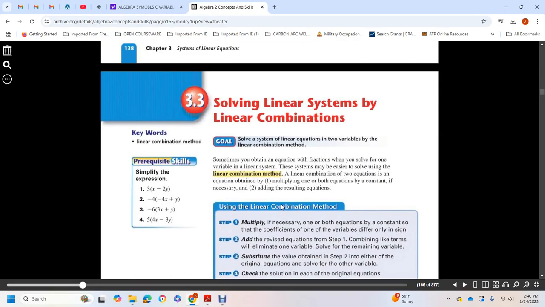3.3, Solving linear systems by linear combination. Goal: solve systems of linear equations in two variables by the linear combination method. Sometimes you obtain equations with fractions when you solve for one variable in a linear system. For these systems, it is easier to use the linear combination method. A linear combination of two equations is obtained by multiplying one or both equations by a constant, if necessary, and adding the resulting equations.